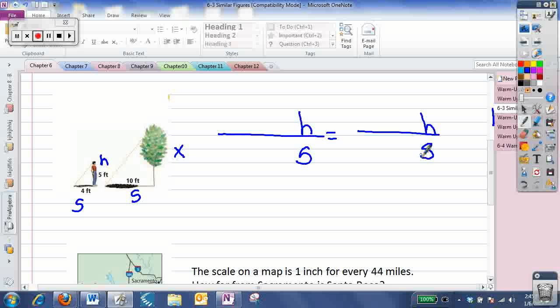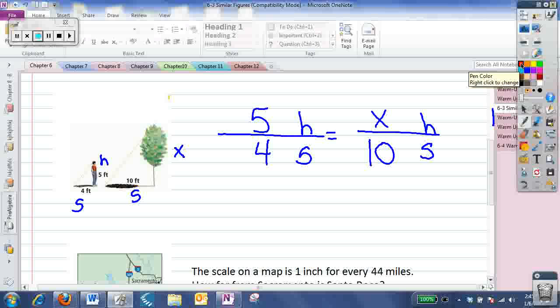So let's start with the person. The height of the person, h, is 5. The shadow is 4. The height of the tree we don't know yet, so that's x, and the shadow of the tree is 10. Is that what you put for your proportion? If not, change your answers. Go ahead and pause the movie to try to solve this proportion on your own.